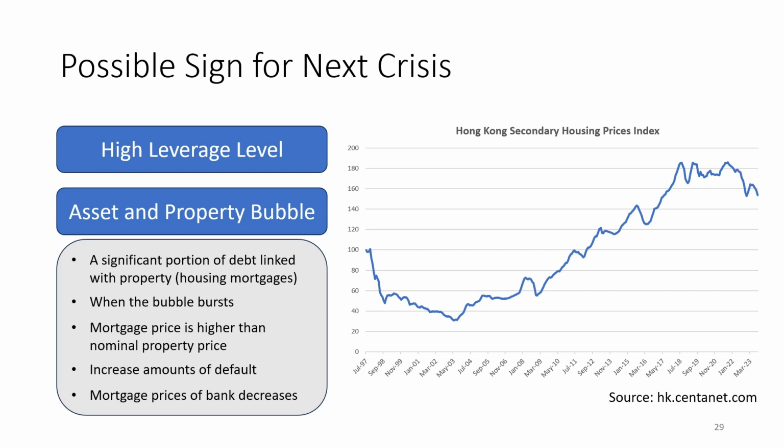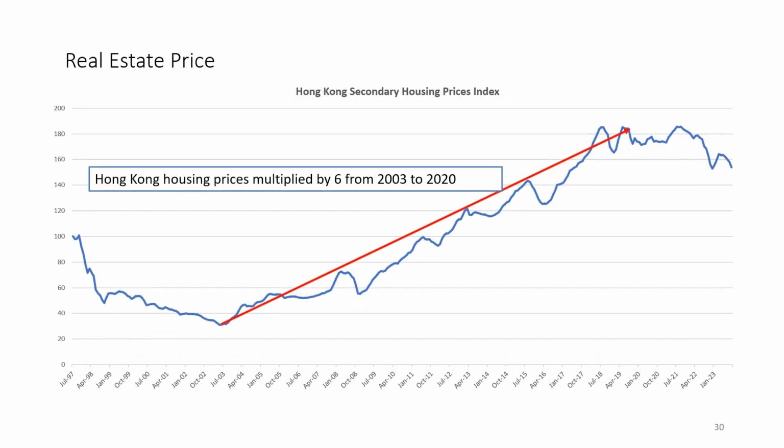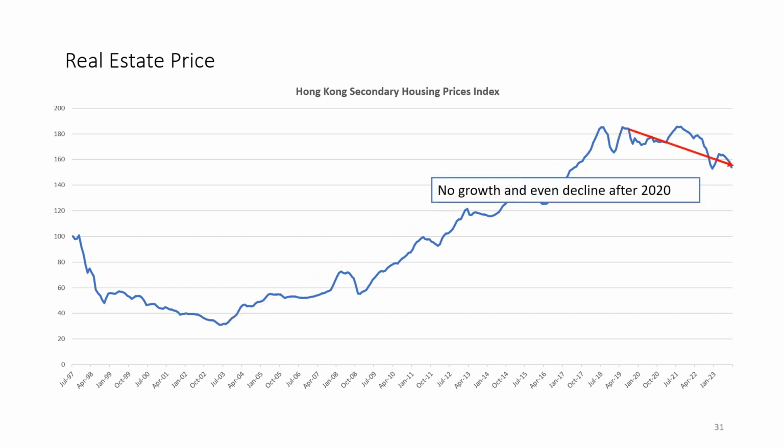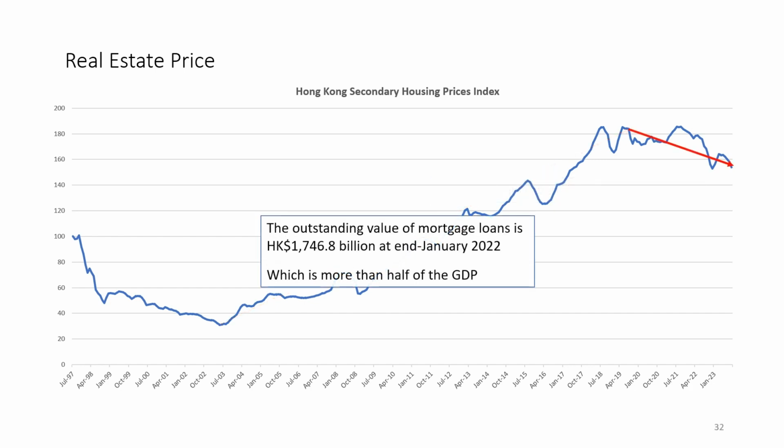People would also resort to cutting down on spending and consumption, leading to deflation, followed by an eventual stagnation in the economy, as seen in Japan's lost decade. As illustrated in the shown graphs, Hong Kong's housing prices have been on the rise for the past 2 decades, multiplying by over 6 times, followed by stagnation and even decline after 2020. Furthermore, the outstanding value of mortgage loans in Hong Kong currently amounts to almost half of the GDP. If Hong Kong's housing prices suddenly plummet, a financial crisis is likely to break out.